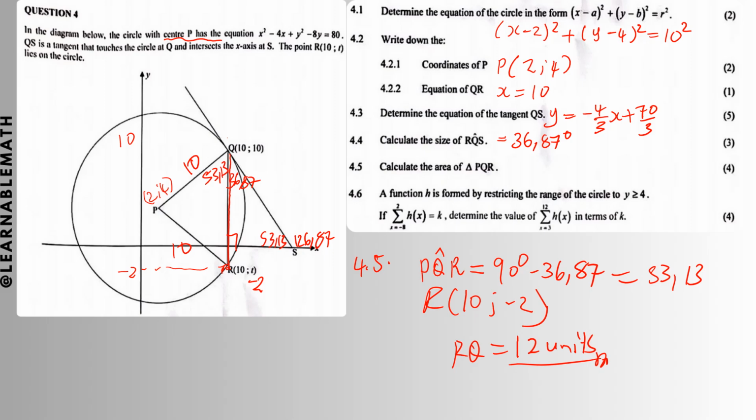Okay, so now that we got RQ, which is 12, and we have PQ, which is 10, we can use the idea of the area rule, because we need the area of triangle PQR.